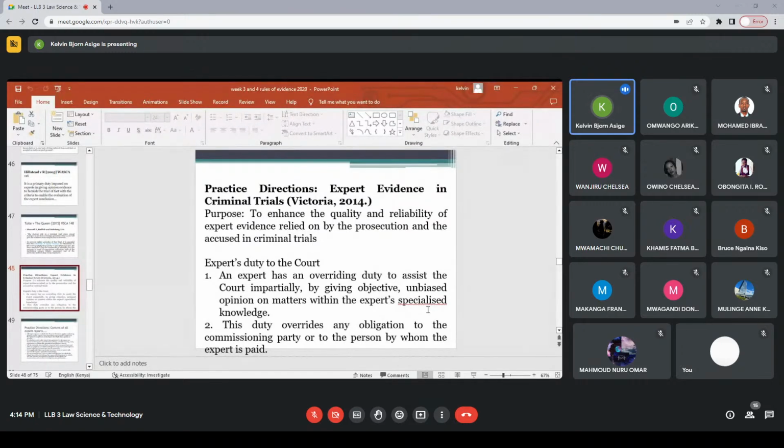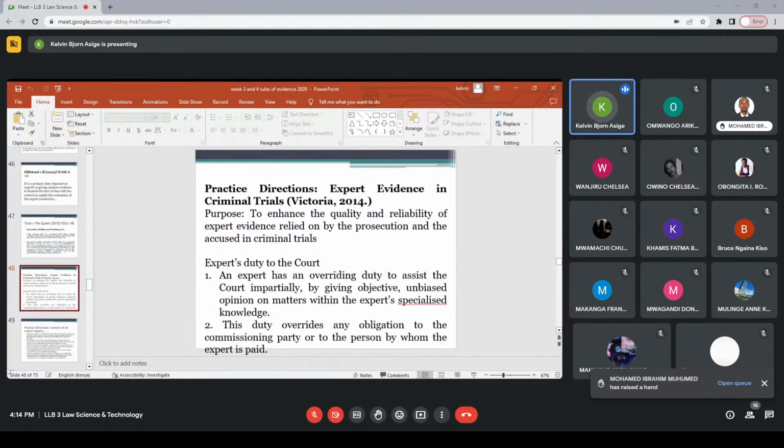Now it's up to the court to make sure that whatever evidence is being brought, they understand that first and foremost, their duty is to assist the court, and that's an overriding duty, regardless of who has brought them to the court. And the second is that this duty overrides any obligation to the commissioning party or to the person by whom the expert is paid, just what I was mentioning earlier.